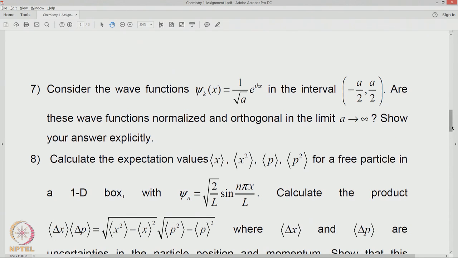The next problem is a slightly longer problem. We will do that in the next part.